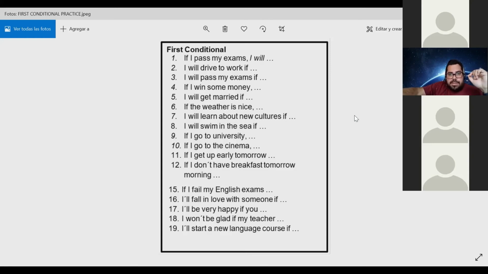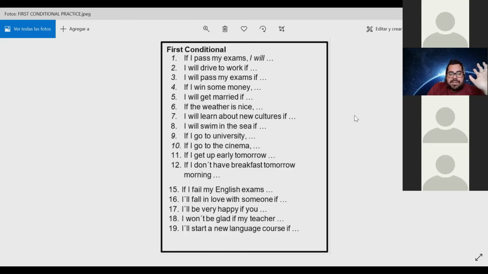Okay, number 8. I will swim in the sea if I see a lifeguard nearby on the beach. It's a good option, huh? Will? I will swim in the sea if I learn to swim. Very important, right? Before entering the ocean, that's really important. I know a little bit about how to swim, but not too much. I think I wouldn't survive, guys.